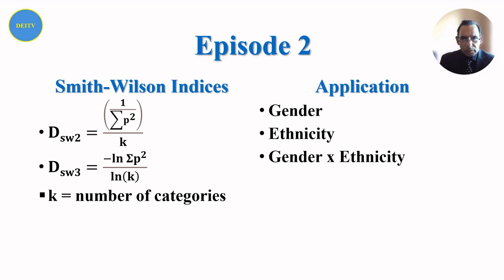In episode 2, two Smith and Wilson indices will be presented. Both of them are based on the Simpson Index. And consistent with episode 1, the two Smith and Wilson indices will be applied to the gender, ethnic, and gender and ethnic diversity data that was presented in episode 1. And this is to be consistent with episode 1, episode 2, and the forthcoming episodes that will discuss the additional probability and logarithm indices. So stay tuned to episode 2.